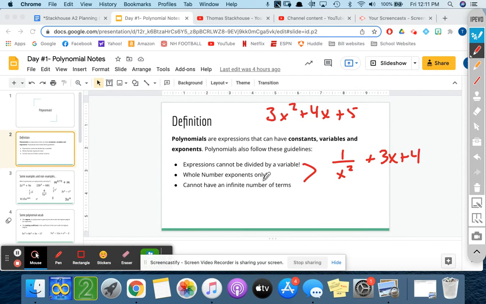Rule number 2 is that it has whole numbers for exponents only. So you can have x squared plus 1/2 x cubed, whatever. But you cannot have 4x to the 1/2. You cannot have that because it has a fraction in the exponent.